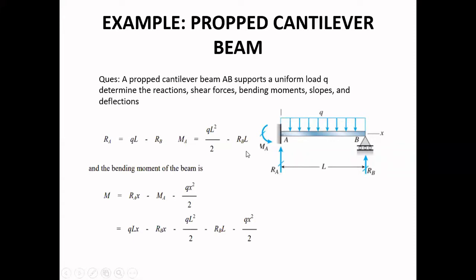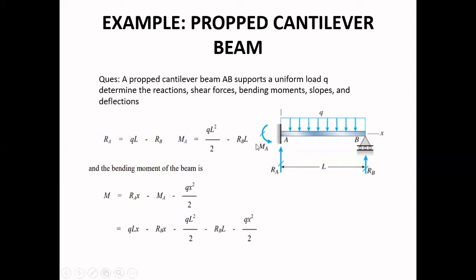Now the other equation says sigma M at any point should be equal to zero. So the sum of all the moments about any point should be equal to zero. This is the second equilibrium condition. Let us take moment about B. The first moment will be MA. The second is qL, the force, with perpendicular distance L by 2, so this becomes qL square by 2.